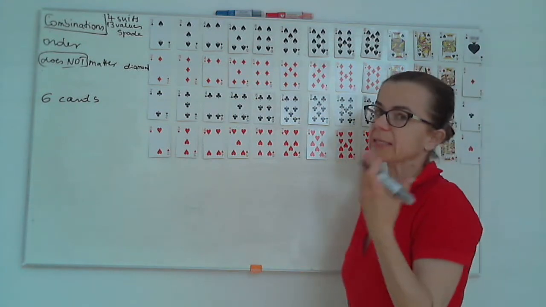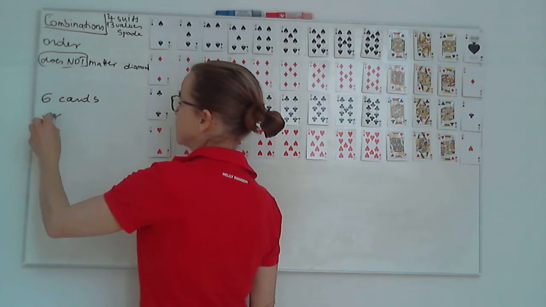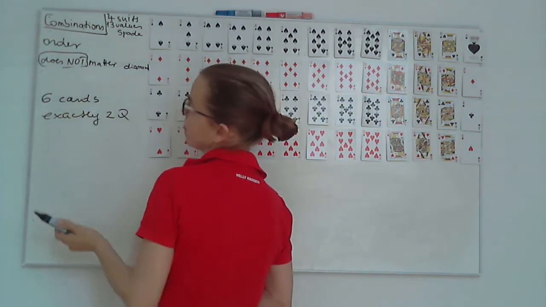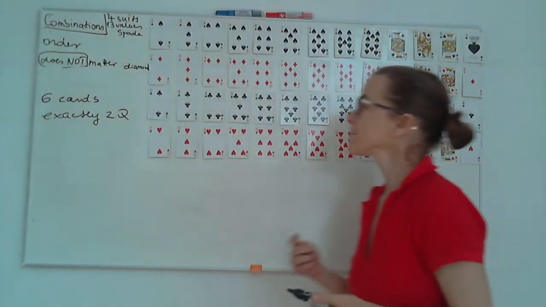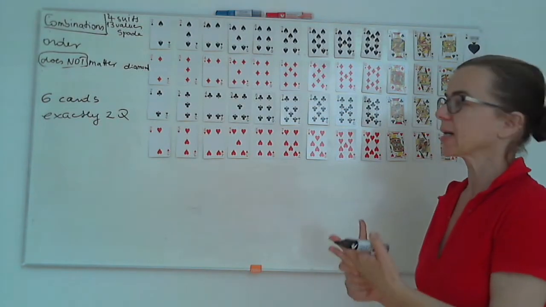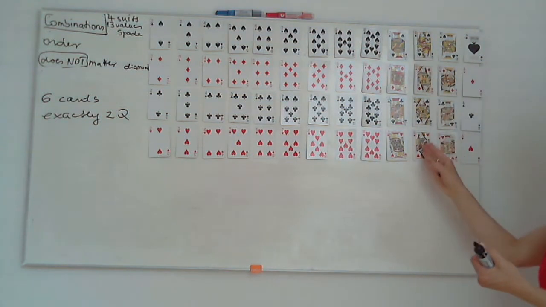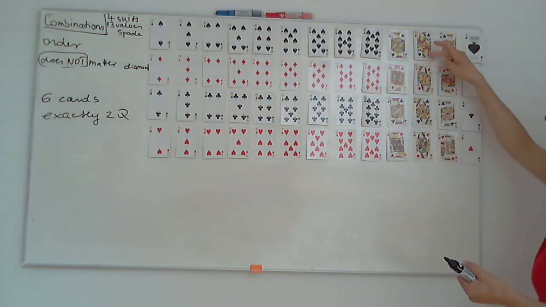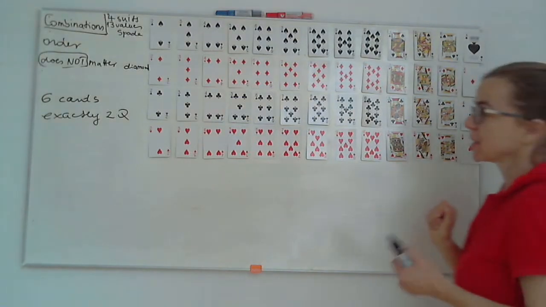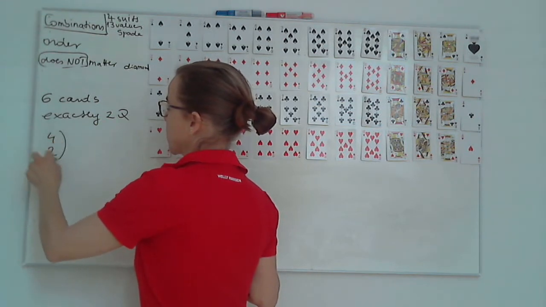How many ways can you have 6 cards so that you have exactly 2 queens in the 6 cards? Okay, so what am I interested in? I'm interested in how many ways can I pick 2 queens. I have, as you remember, 4 suits, so that means I need from these 4 different queens 2. That can be done using notation 4 choose 2 ways.